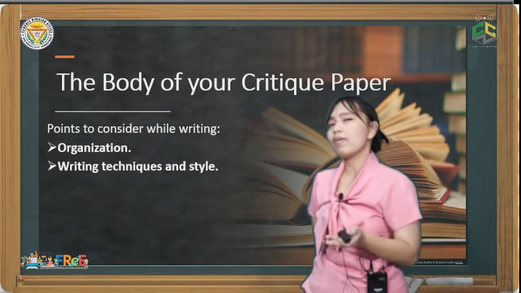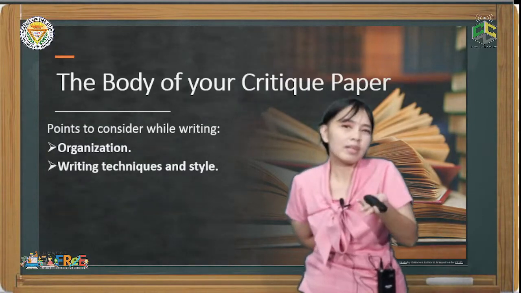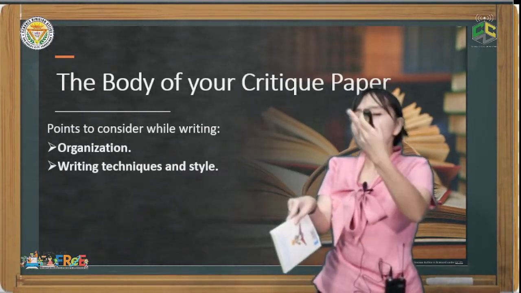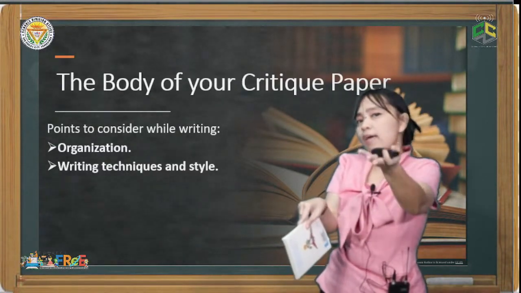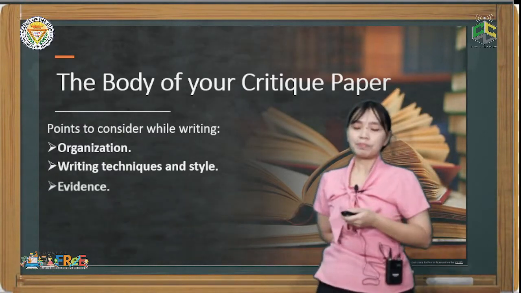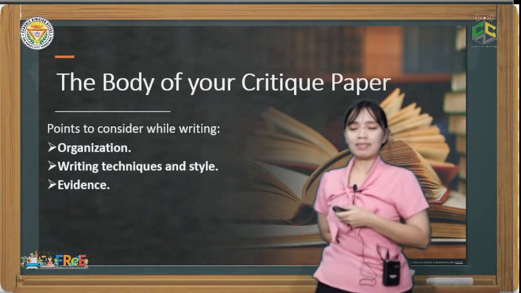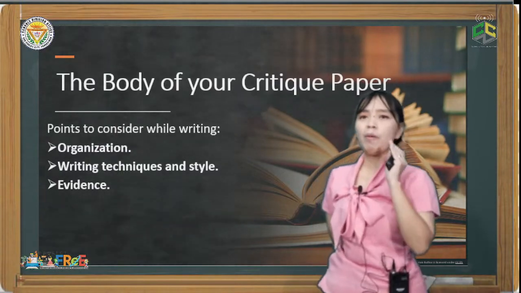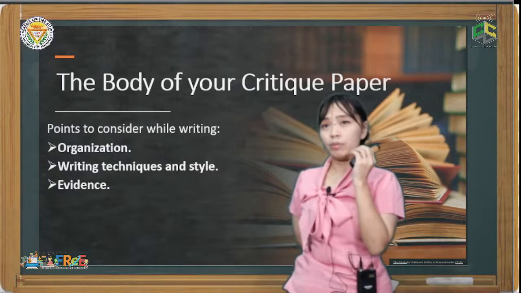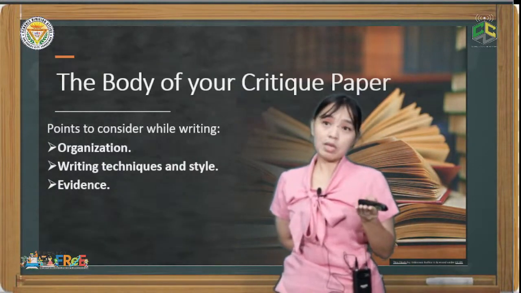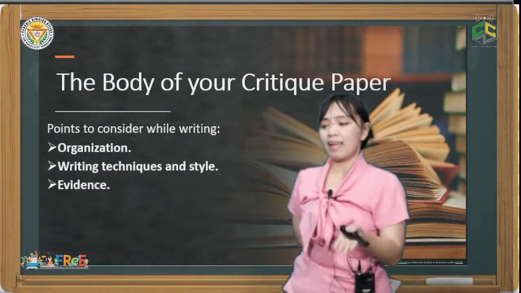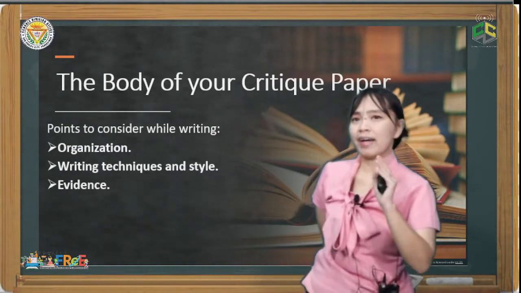So if you think that this kind of style, this kind of technique is quite fitting to the book that you have read, maybe you can also talk about that or explain that on the body part of the paper, all right? And of course, this one is indeed very important. This is one of the rudiments of coming up with a critique paper. You need to come up with evidence, because this is a fact-based kind of writing.